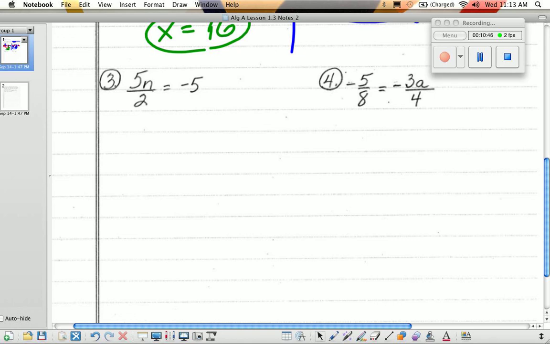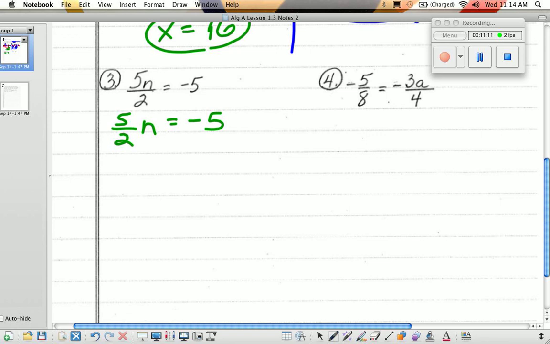Okay. So 5n over 2 equals -5. We're going to do something with this problem before we start it. When the variable is upstairs in the fraction, hear me on this because it's the only time you can do this. When the variable is upstairs in a fraction, it can be pulled out. So we're going to rename this equation 5/2 n equals -5.